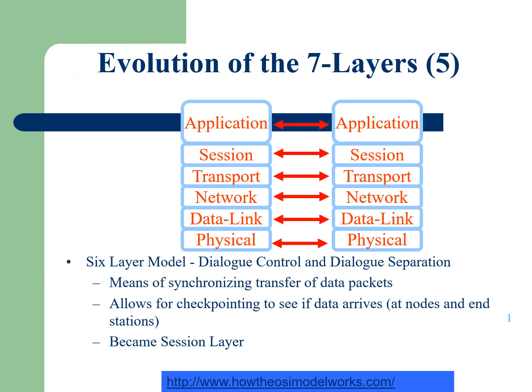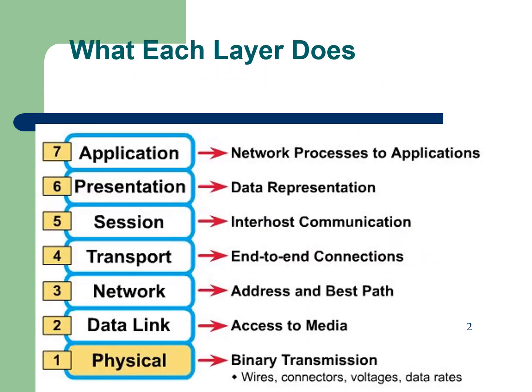Now we are going to see the 7 types of layers here. The first one is the application layer, second the data link layer, third the network layer, fourth the transport layer, fifth the session layer, then the presentation layer, and then the physical layer. The physical layer is based on binary transmission. Binary transmission means wires, connectors, voltages, and data rates. So it will be connected through a physical medium only.